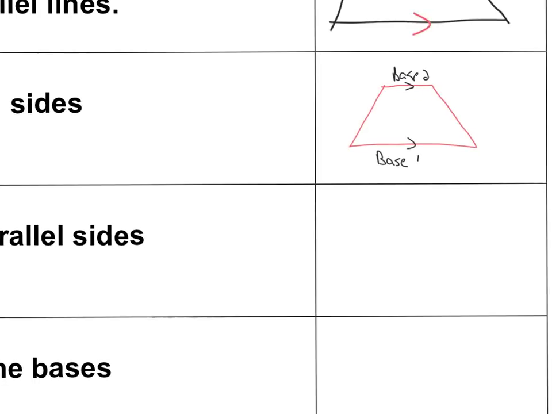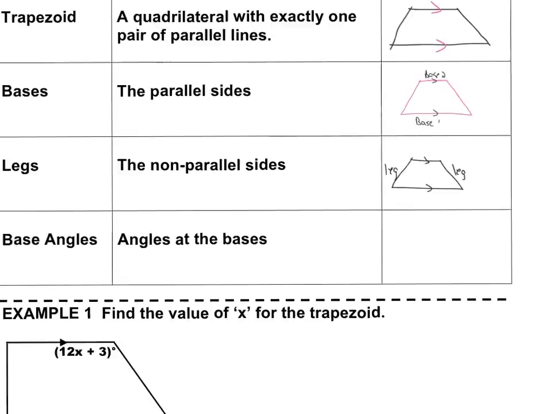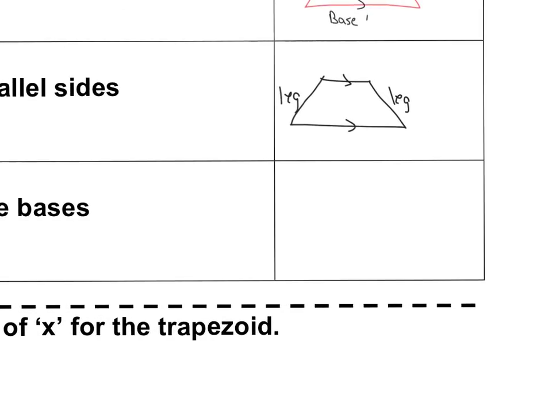The other two sides of our trapezoid that are not the bases are called the legs. So I have a leg over here and a leg over there. And then the last thing we want to talk about is the base angles. These are the angles down here. That's one base angle. Here's the other. However, if it were flipped up, the angles may be up here and here as well. So really, they're all base angles.